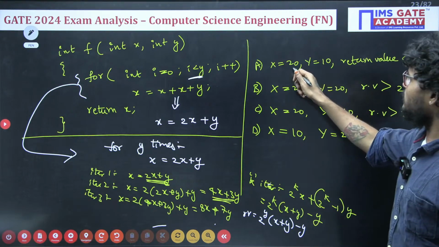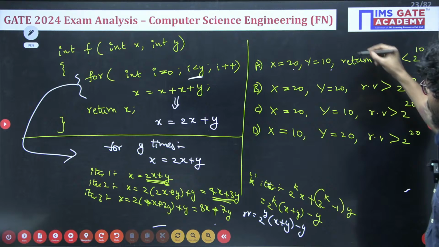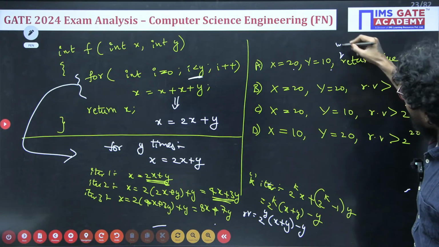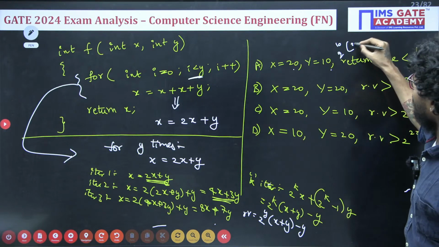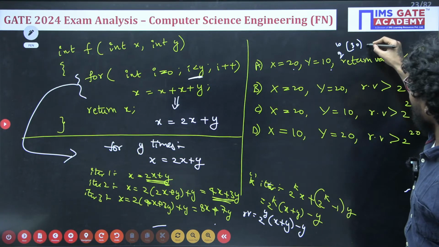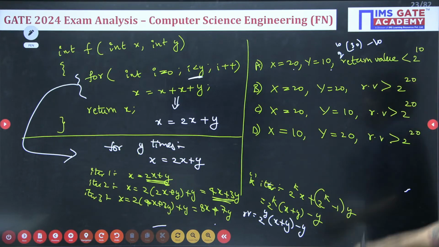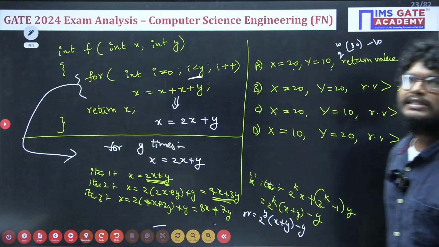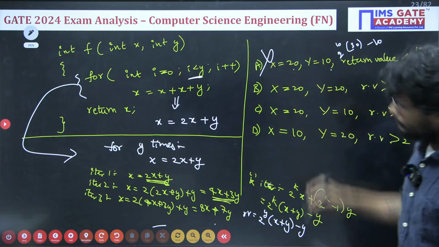So if x is 20 and y is 10, then what will be return value? Return value will be 2 power 10 into 20 plus 10, 30. This is a very big value, and then you are subtracting just 10. So this is greater than 2 power 10. It is not less than 2 raised to the value of 10. So option A is wrong.